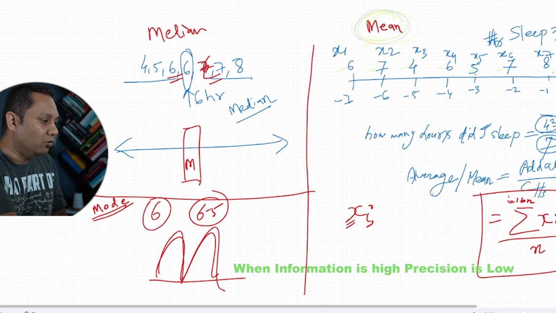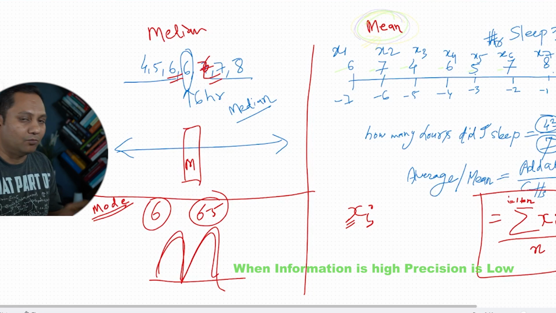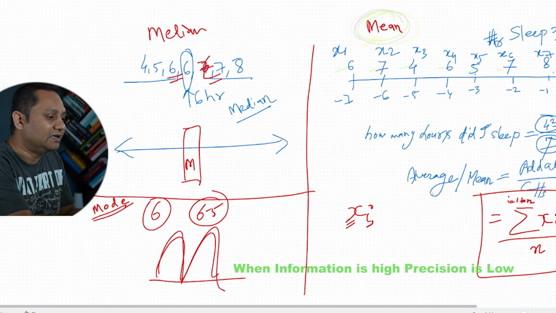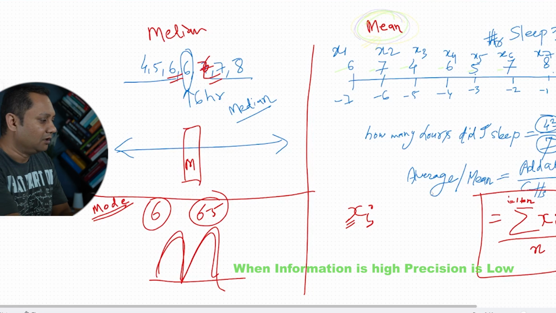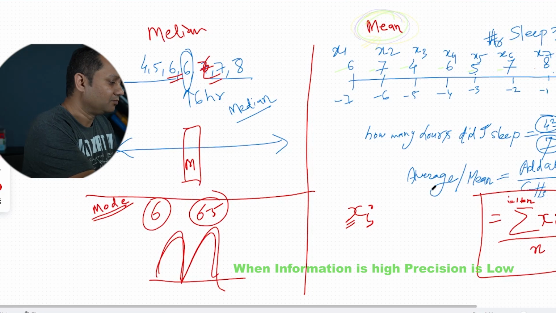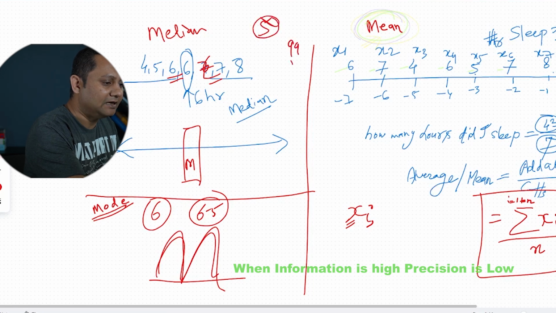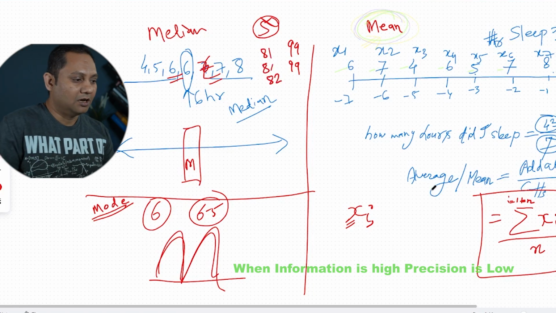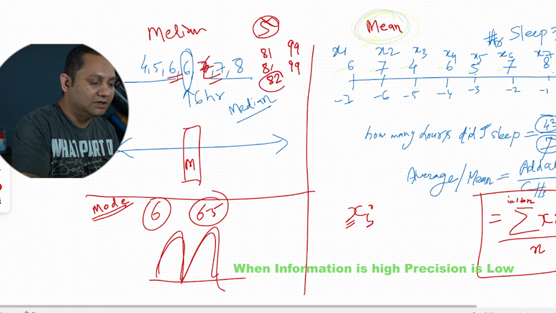Whereas for calculating mode and median, we are just picking either the most occurring number or the number in the middle. So it's ignoring what the other values may be. For example, suppose you gave an exam in 5 subjects, you scored 99 in 2 subjects, and you scored 81, 81, and 82 in 3 subjects. Now your median would be 82.